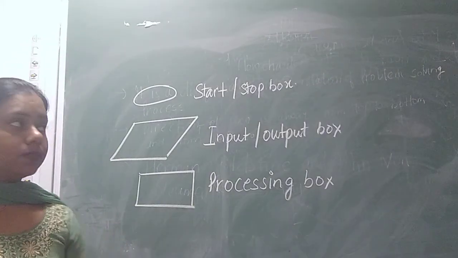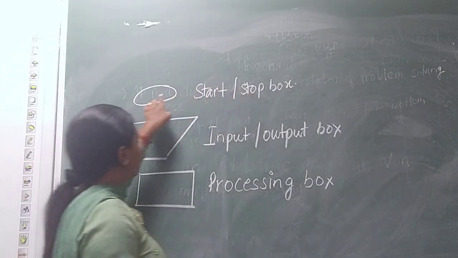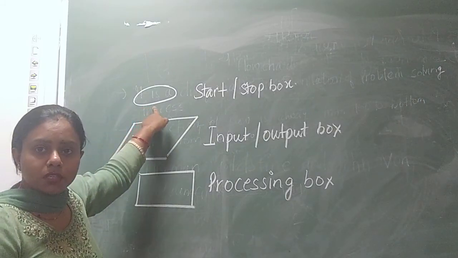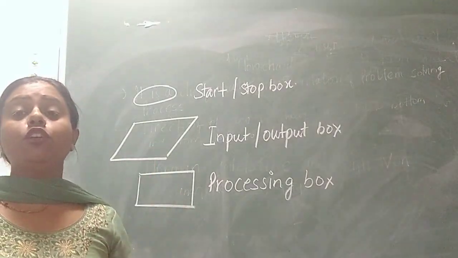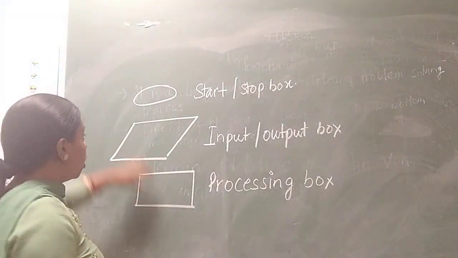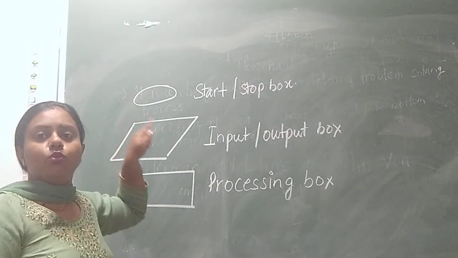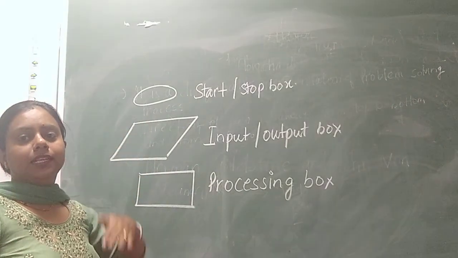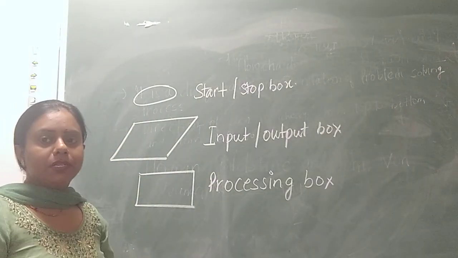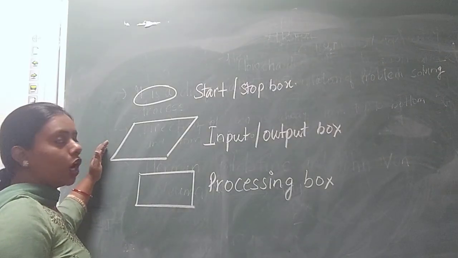So students, the first symbol is your start and stop box. This is an oval shaped box which is used to represent the beginning and the end of the flowchart. It is your oval shaped box. We will use this box at the beginning to represent start and at the bottom to represent stop.